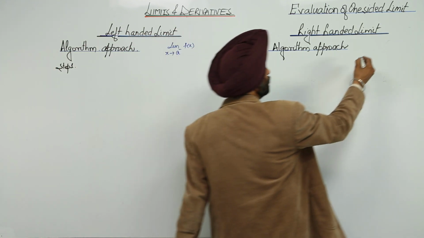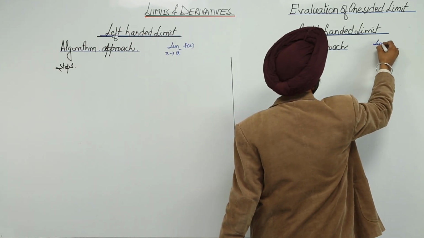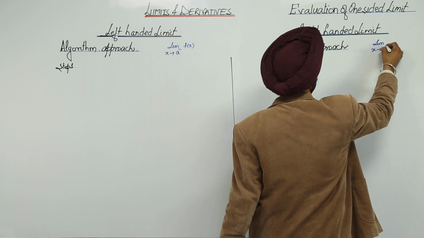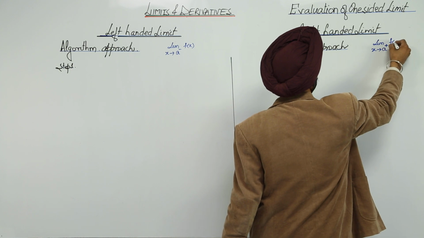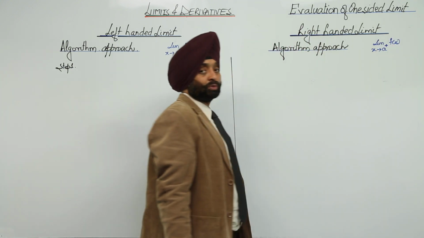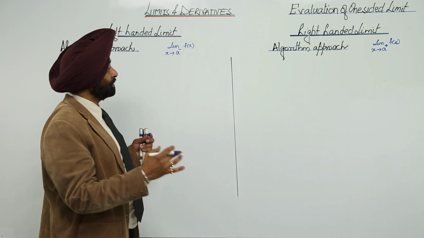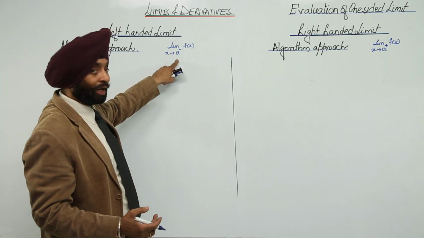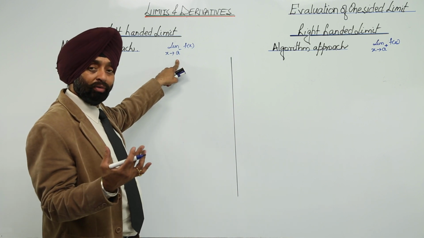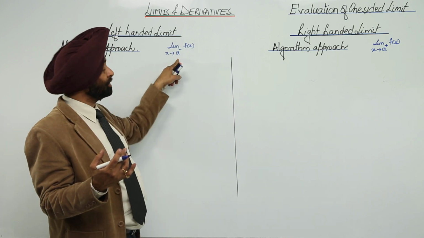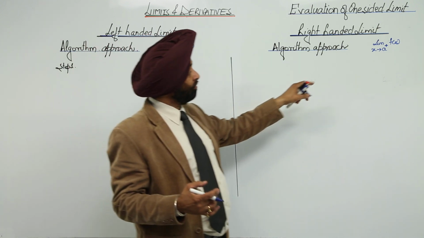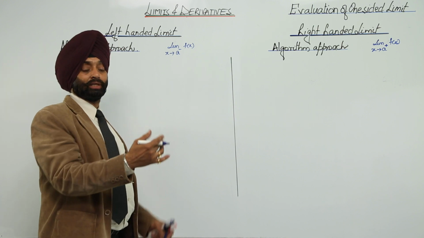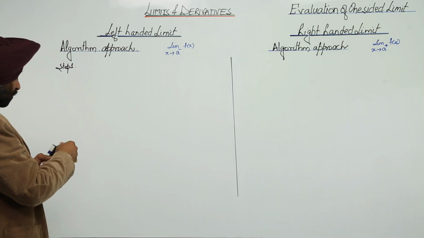And for the right-handed limit, we are writing limit x approaches a, and on the a we are using a positive symbol. Okay, so this is the differentiation between the two. For the left-handed limit, we write a, and above a there will be a negative sign which says it is left-handed, and when there is a positive sign above a, this shows we have to move towards the right side.